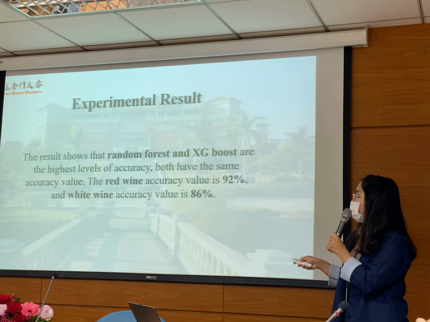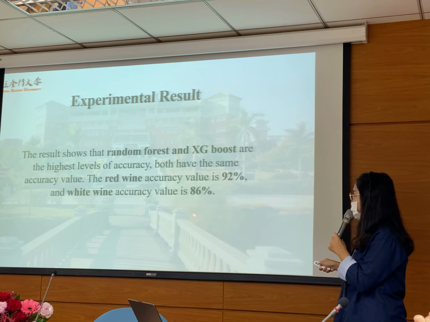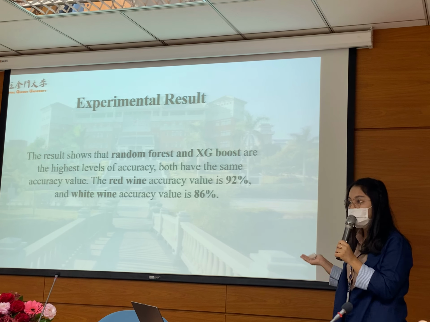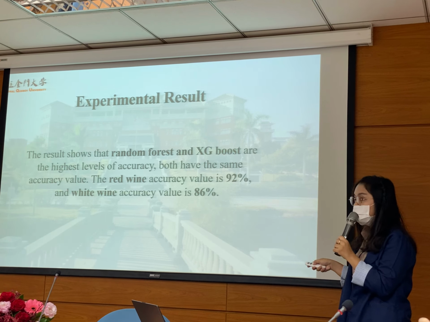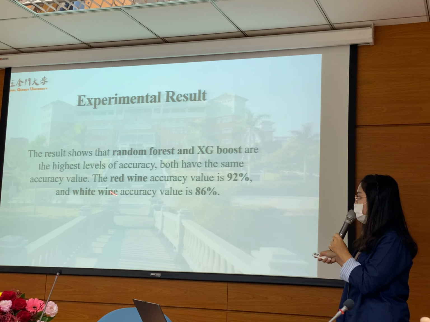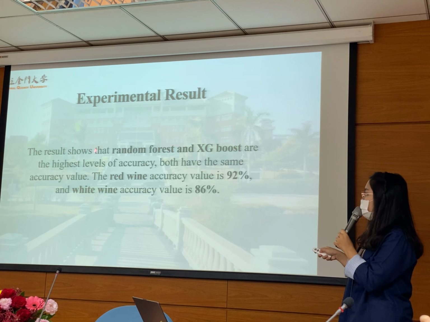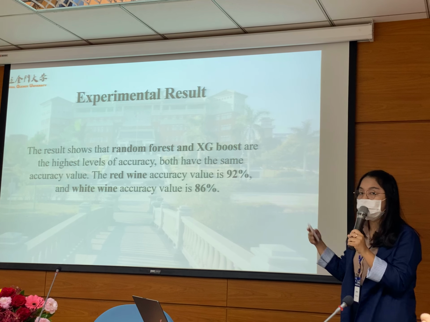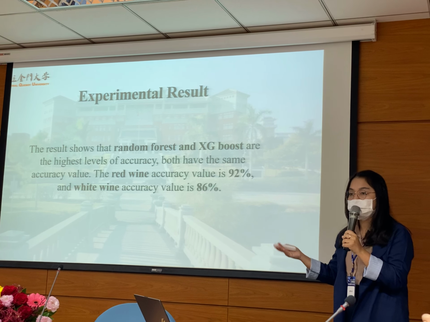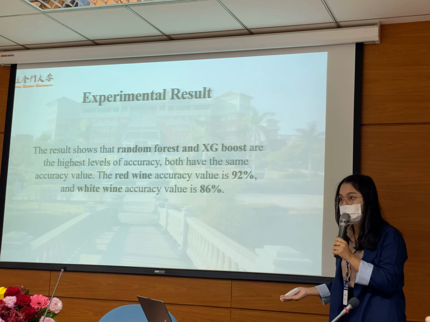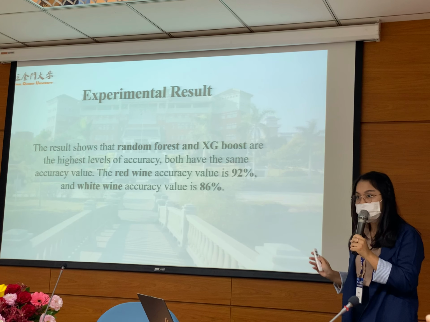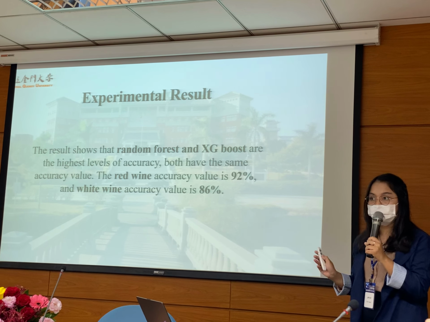The question is, why can the white one be lower than the red one? It's because the data of the white one is bigger than the red one, sorry. Just know that the red one has 1,000 more records, and the white one has data which includes 4,000 more. So the more data, it could affect the accuracy of machine learning techniques.